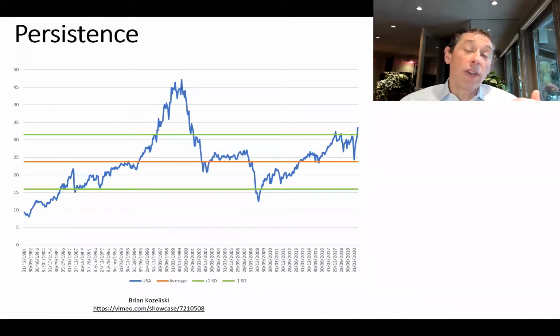Now, one criticism is that it goes through times where it is persistently below average or persistently above average. So in this chart here, you can see that pre-internet bubble, the CAPE ratio was persistently below average, and post internet bubble, excluding the financial crisis, of course, the CAPE ratio has been persistently above average. This does not seem to properly reflect the economy or the underlying fundamentals of the stock market.